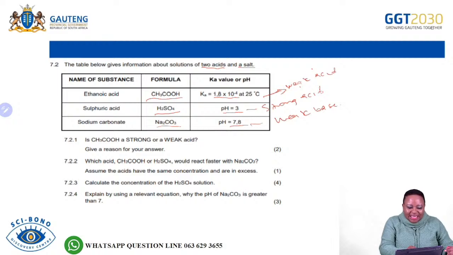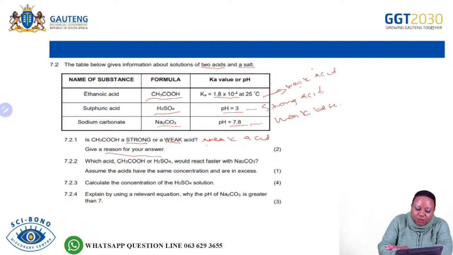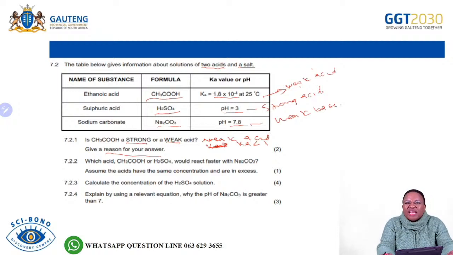Now, is ethanoic acid a strong or a weak acid? Give a reason for your answer. We have identified it as a weak acid, and the only thing telling us that is the Ka value, which is less than 1. This indicates that it is a weak acid that will ionize incompletely. So you cannot just give the definition of a weak acid, but you can make reference to the Ka value provided by the examiner to explain why we are saying this is a weak acid.